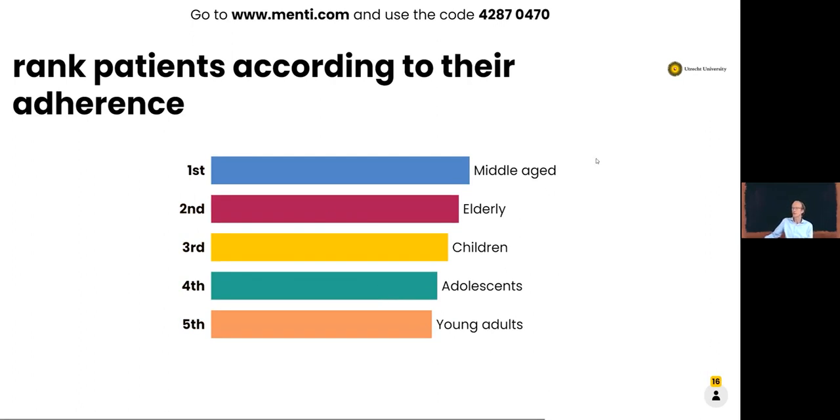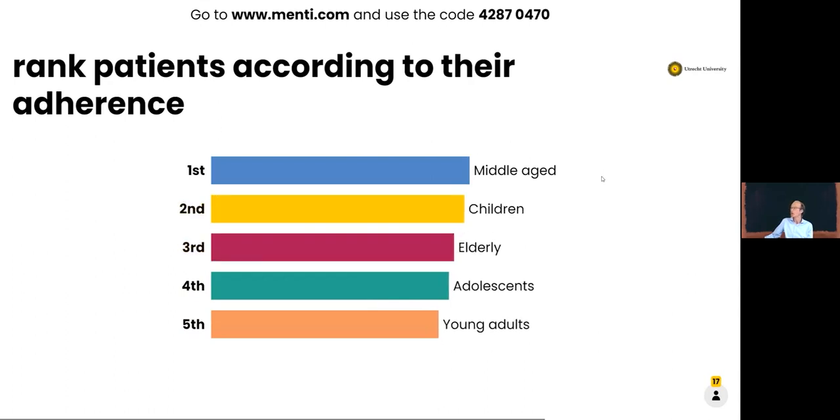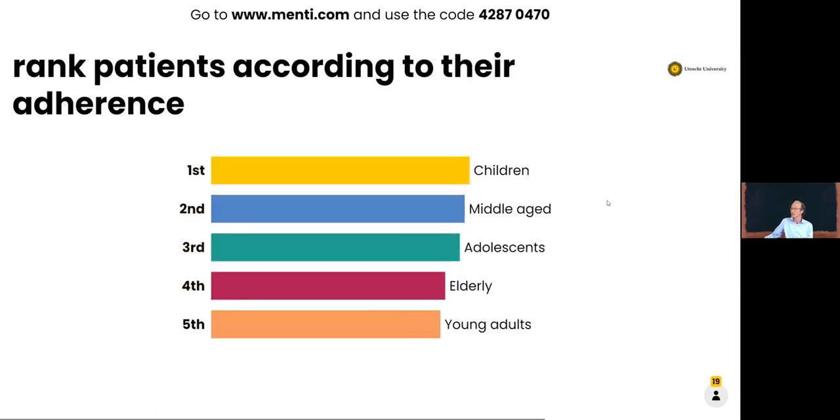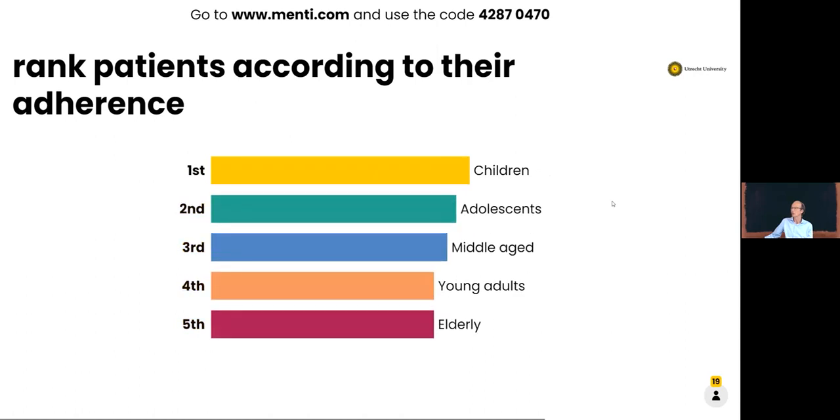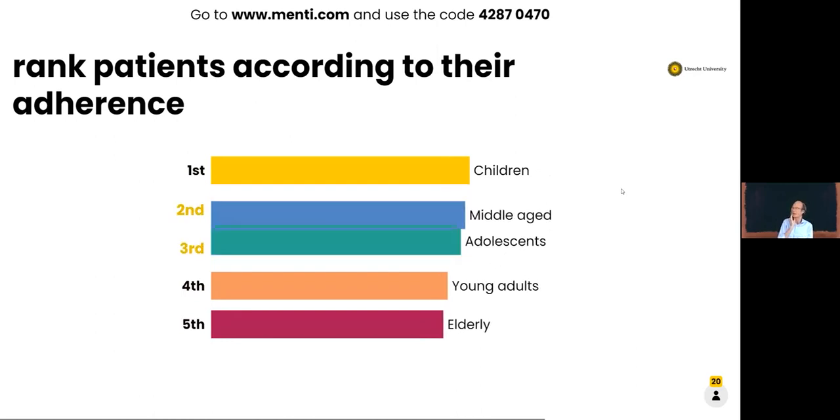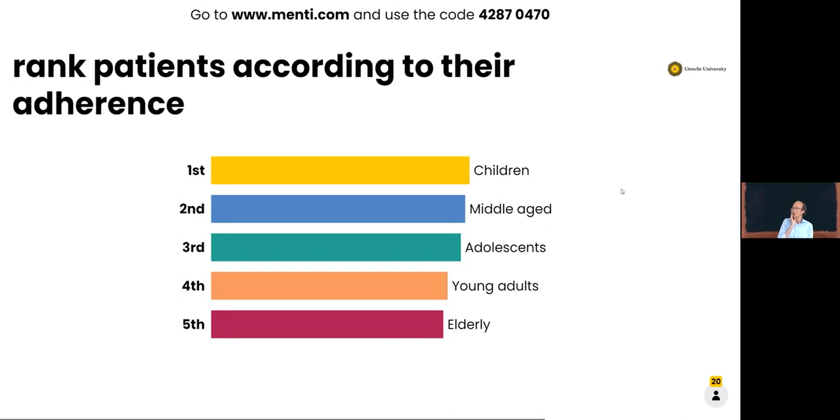So I don't know whether we actually did a study like this, but it's interesting to see that you think that children are most adherent, so that parents are very adherent for the children because they really take care of the children, which might be like that. Elderly are seen as less adherent. They probably have problems because they have cognitive issues. On the other hand, they are often at home.